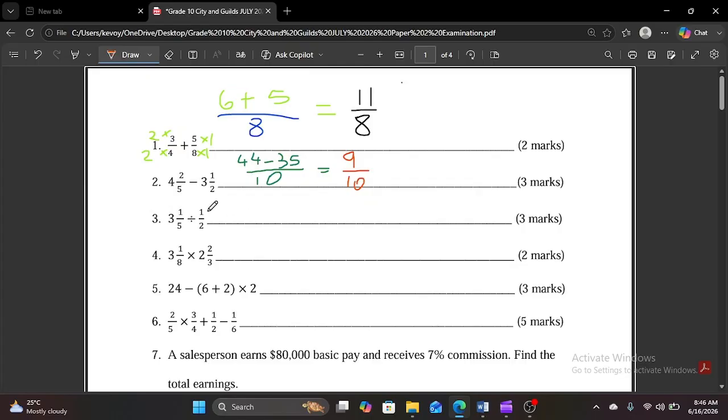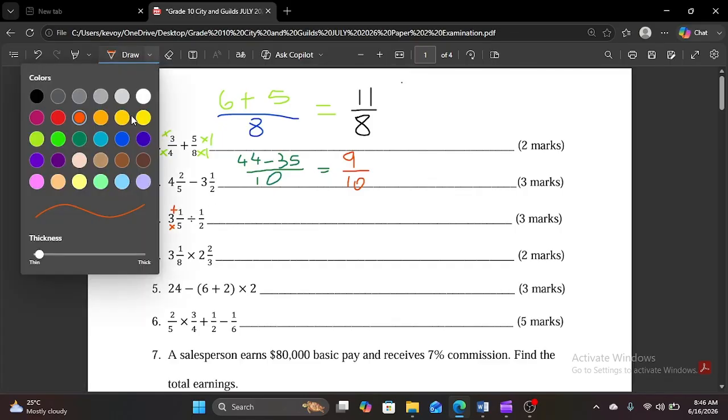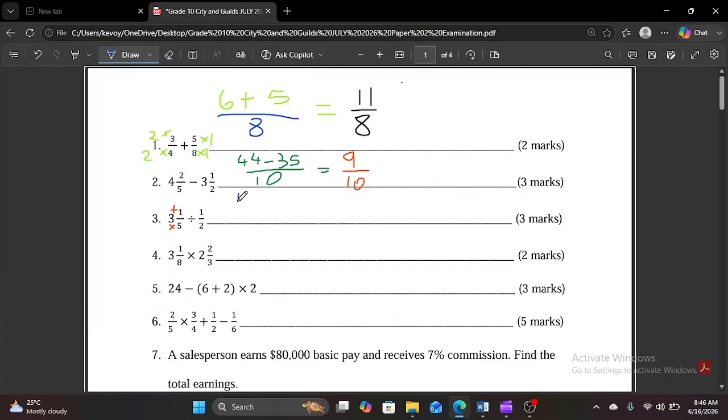We're dividing mixed fractions right here. We're going to do the same thing to this fraction: convert it into an improper fraction. So multiply and then add. 3 times 5 is 15, plus 1, that's going to be 16 over 5, divided by 1 and 1/2.